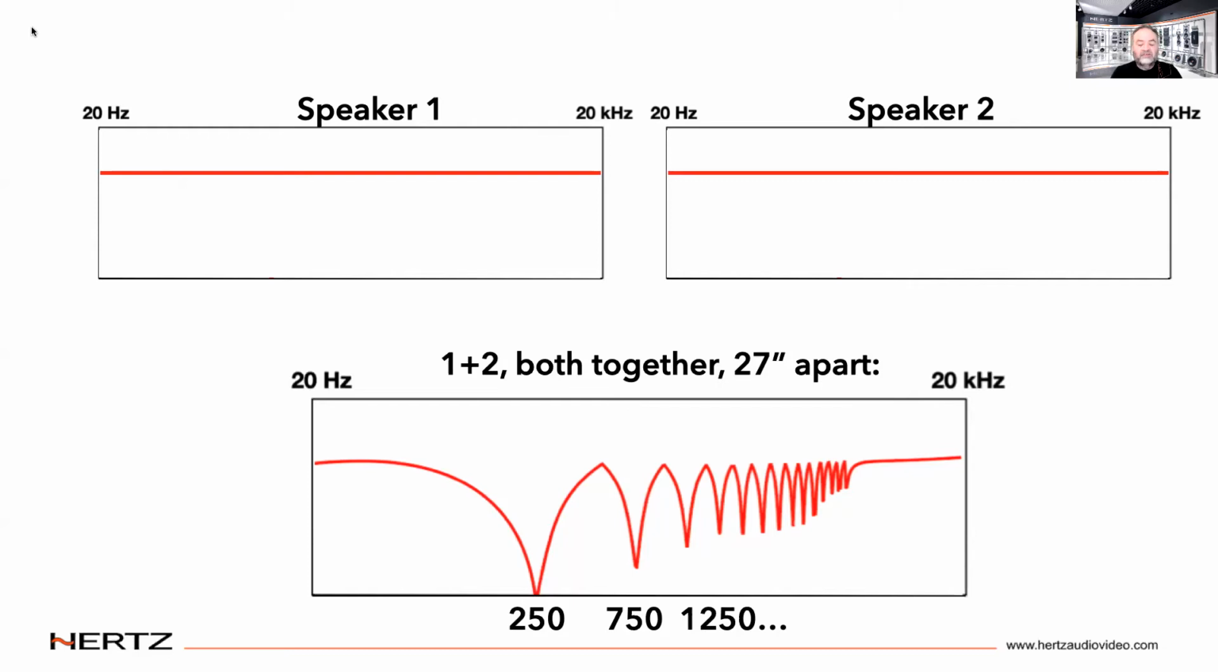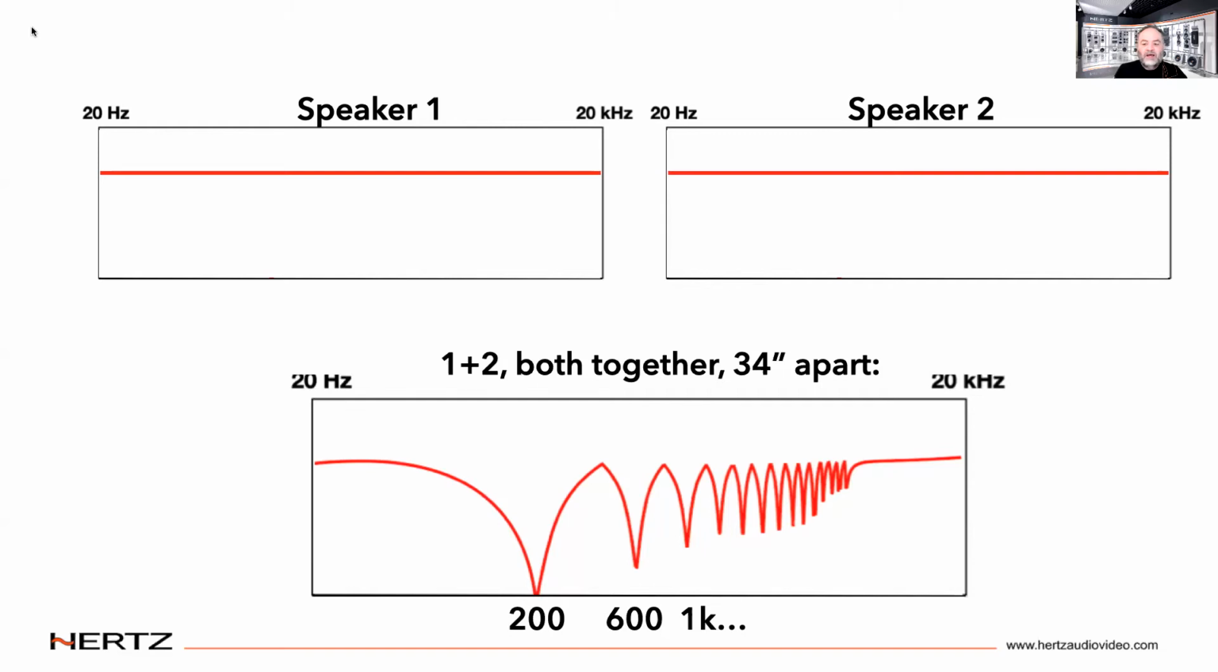The next cancellation would be at 750 hertz. That one's significant, but it's not as big. And then they go on from there. Now, what if we push the speaker farther out and we made the far speaker 34 inches farther away than the near speaker? Then you can see here that the first cancellation would drop down to 200 hertz. This would be a pretty wide vehicle, maybe a full-size pickup truck, something like that.